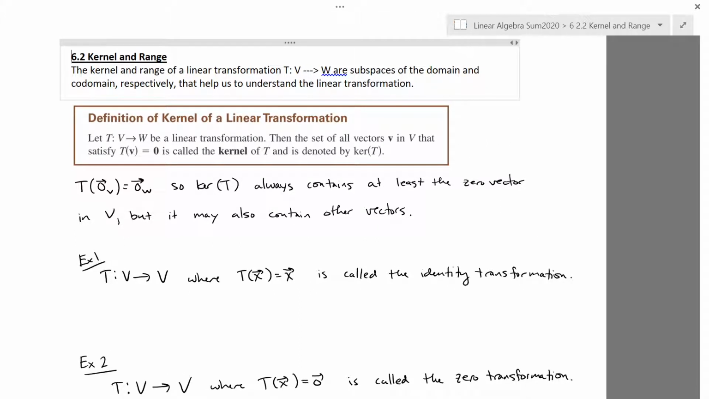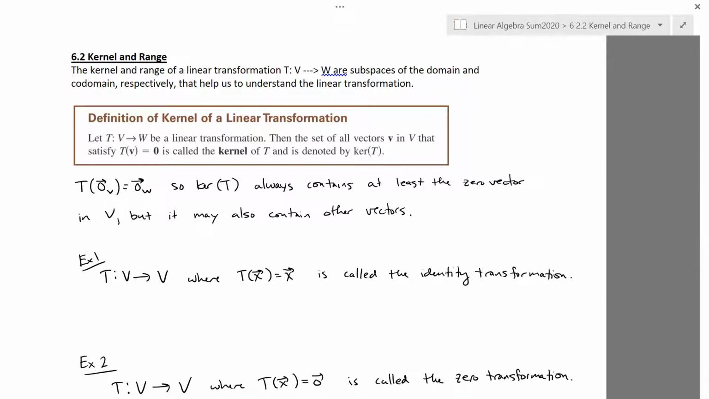In this video, we go over the kernel and range of a linear transformation. We'll see that the kernel and range of a linear transformation are subspaces of the domain. So the kernel is a subspace of the domain, and the range is a subspace of the codomain. And the two of them help us to understand the particular linear transformation we're looking at.